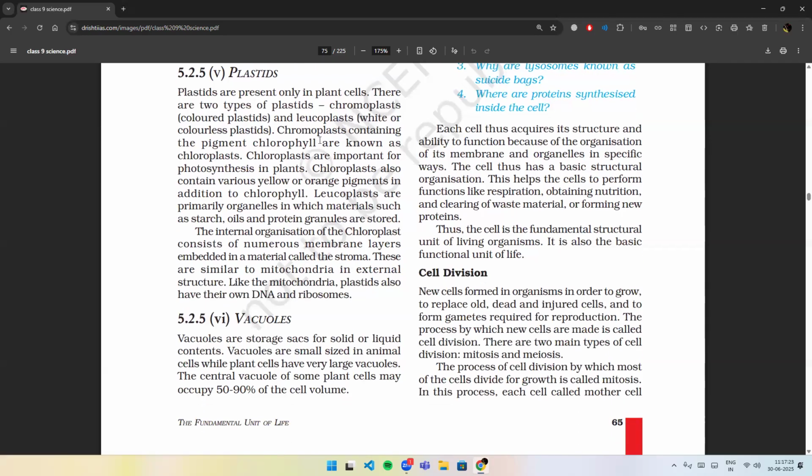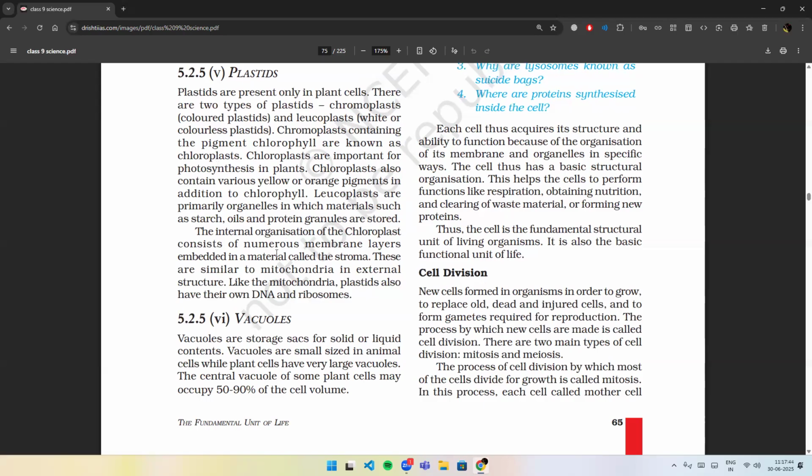Chromatoplasts containing the pigment chlorophyll are known as chloroplasts. Chloroplasts are important for photosynthesis in plants. Chloroplasts also contain various yellow or orange pigments in addition to chlorophyll. Leucoplasts are primarily organelles in which materials such as starch, oils, and protein granules are stored.